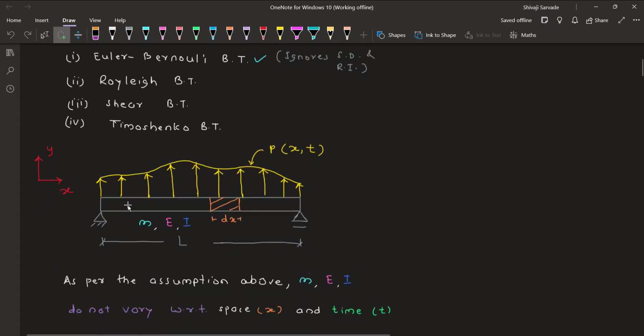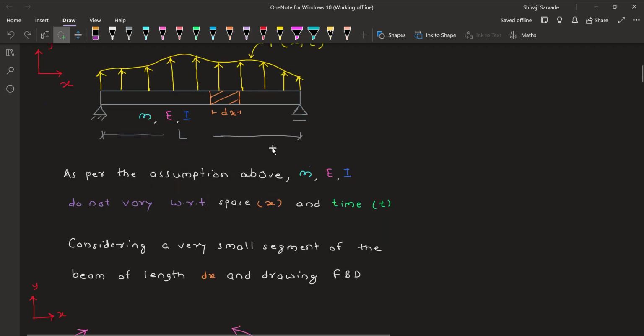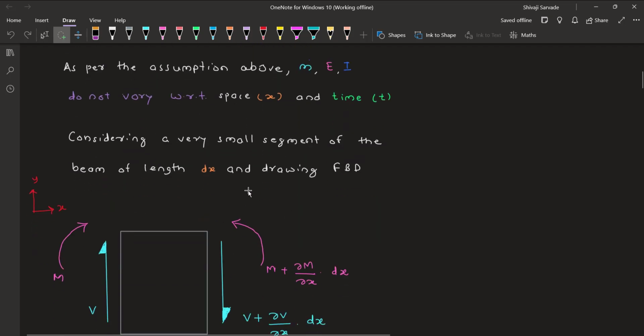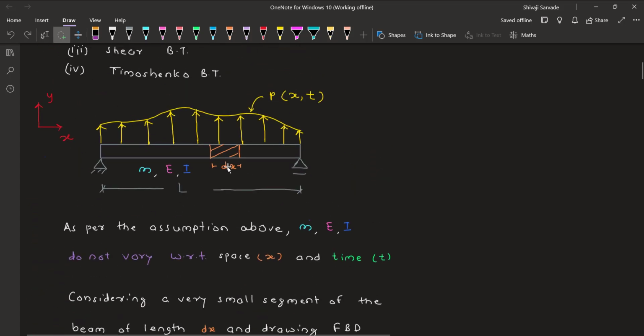Now if I consider a beam having uniform cross section subjected to a general loading which is p(x, t), and having constant mass, constant modulus of elasticity, and constant moment of inertia as per the assumptions of Euler-Bernoulli theory, and consider a very small segment of this beam having length dx, we can draw a free body diagram for the same. Now before drawing a free body diagram, we need to understand that at the start of this segment and at the end of this segment, the bending moment and shear forces will have incremental increase.